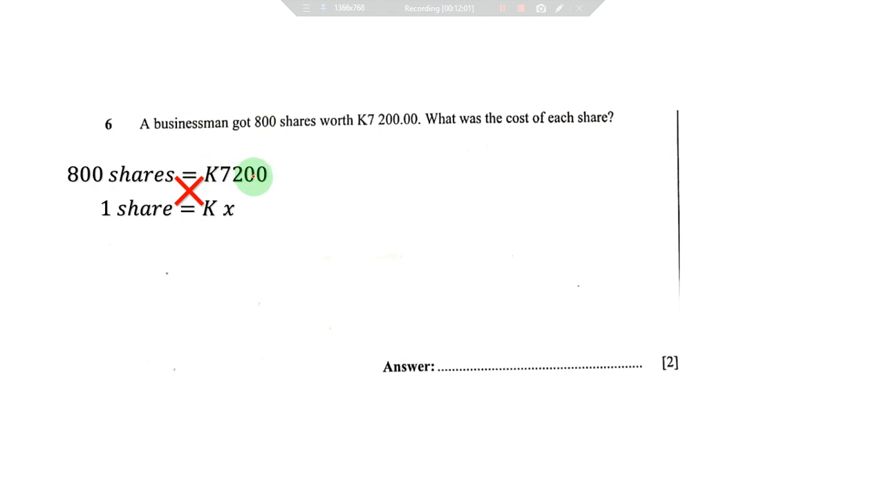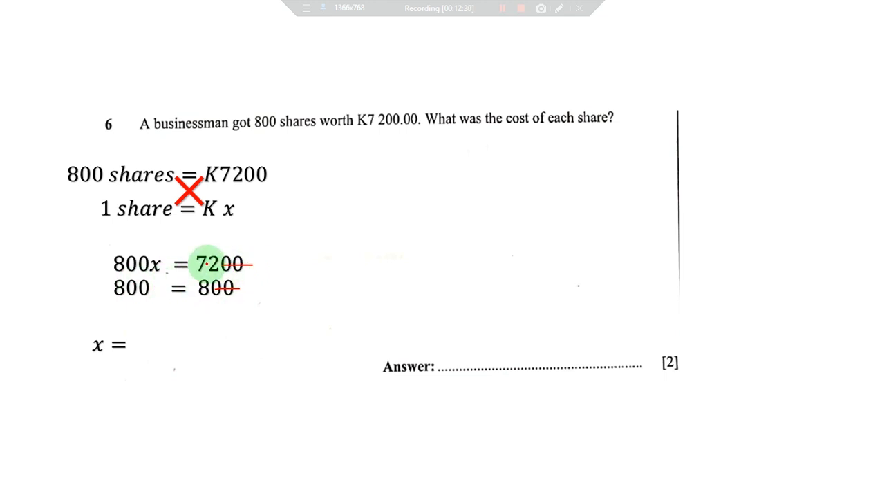1 times 7,200, it will still be 7,200. Okay, so we have it in this way. Second step, we want to remain with X, so we're going to divide on both sides with 800. Okay, so we remain with X equals to, okay, so in this case, the zeros we're dividing. Okay, so the zeros here can be cancelled.